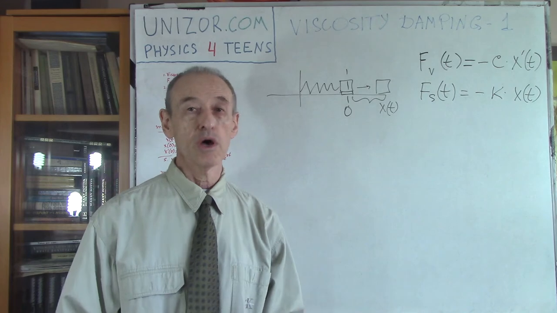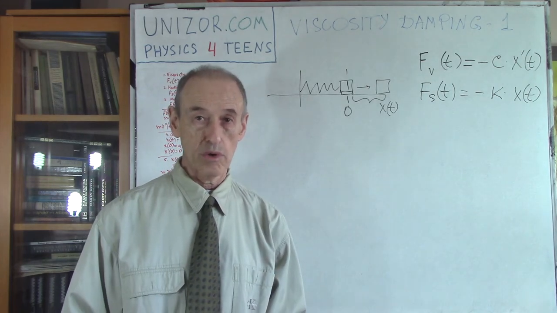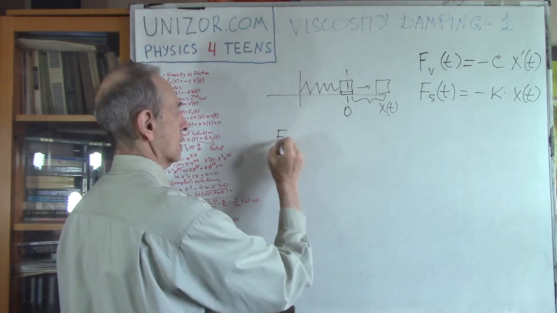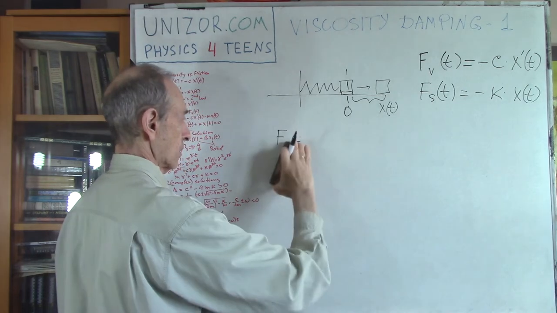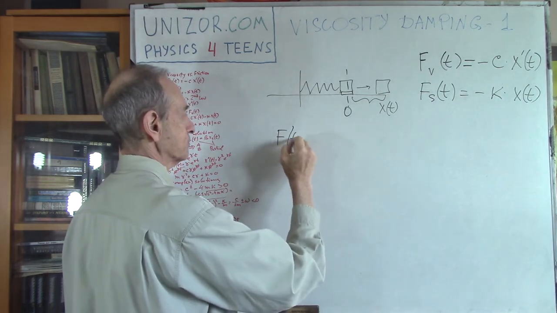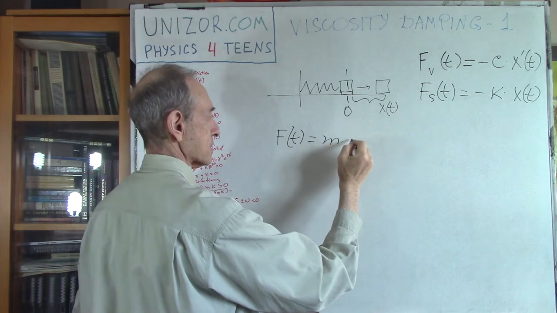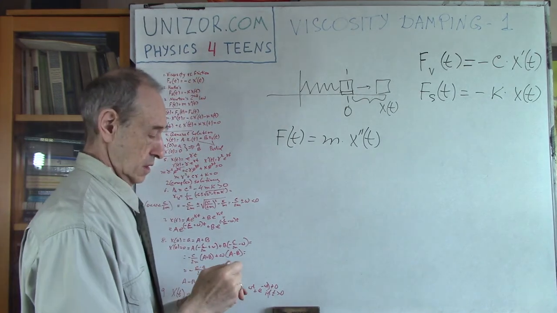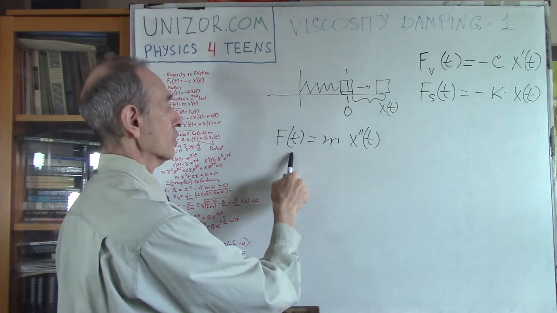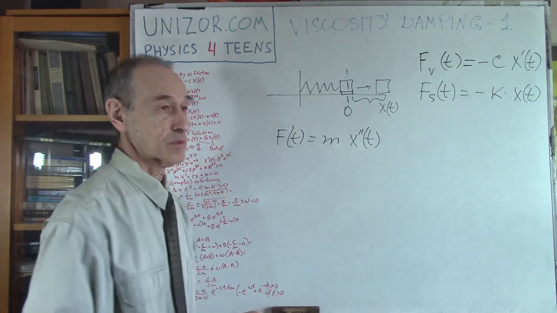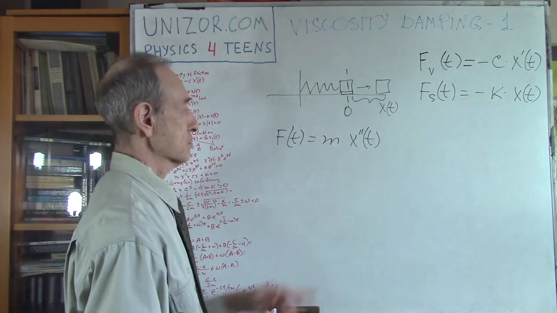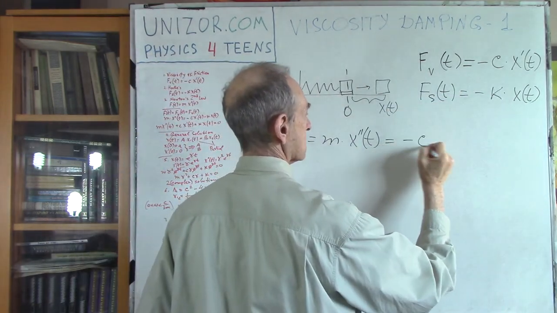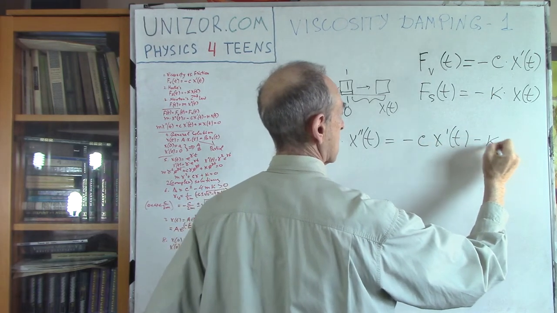Now, what do we know from Newton's second law? That the sum of all these forces, the total force, as a function of t, obviously a function of time, is equal to mass times acceleration. Acceleration is the second derivative of the distance, right? So this is the total force, and that's the result of the action of this total force. But this total force is equal to the sum of these, which means this is equal to minus Cx minus Kx of t.